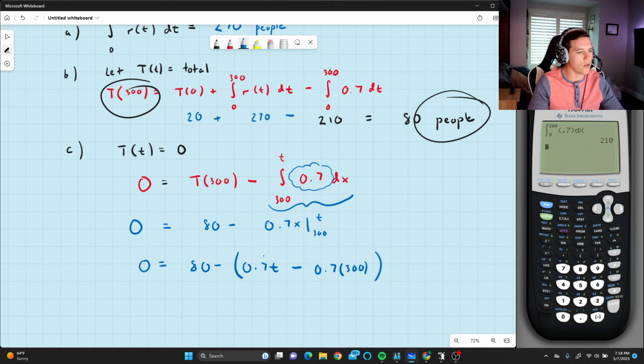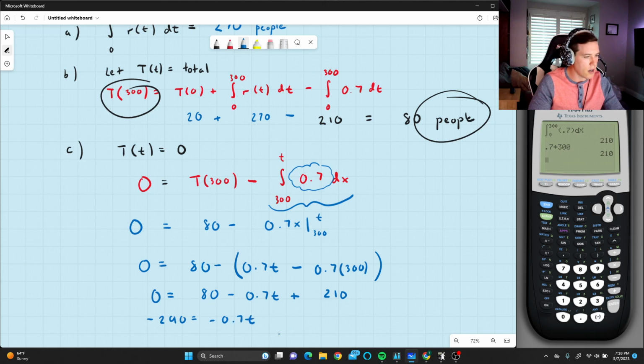Now this is one that's not terrible. You don't have to use your calculator to graph it and all that stuff, but you could. So you have an equation, you have a calculator. Let's distribute that negative. 0.7 times 300, 210. So subtract the 210 over. Add the 80, so subtract the 80. So it'd be negative 290 equals negative 0.7t, and then solve for t. So 290 divided by 0.7, 414.